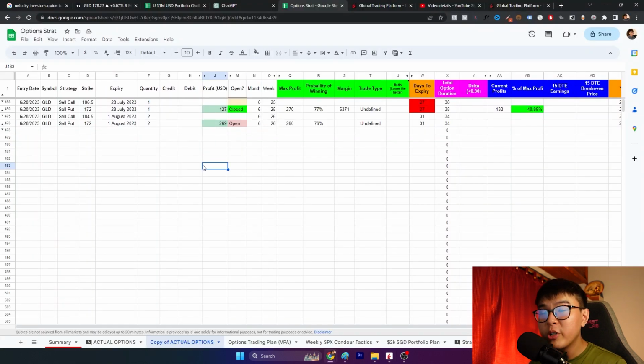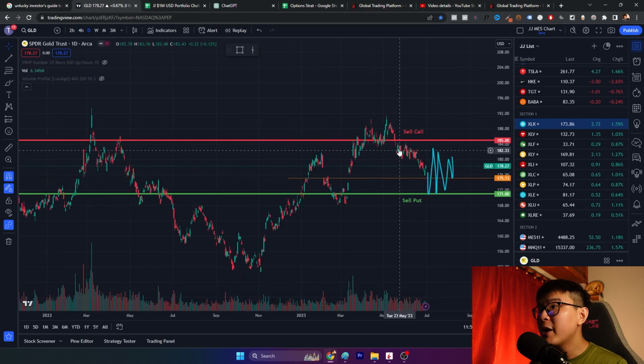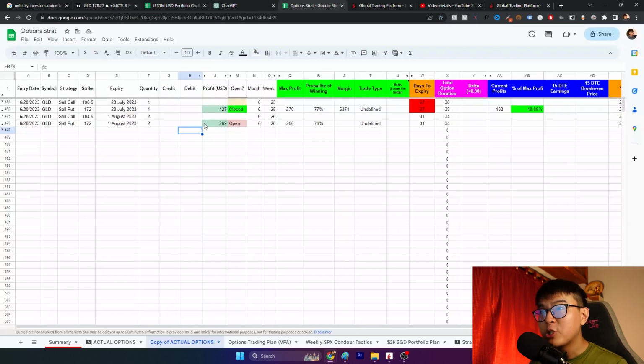Most of the time, I won't let my short strangles expire worthless because it's just too dangerous. I'll usually exit the trade when I'm at a 50% profit. Let's go back to this trade I made. I entered this short strangle on the 20th of June and I exited it on the 30th of June. So within a period of 10 days, I earned about $127. Initially, I collected, if I'm not wrong, about $240, but because my trade was already 50% profitable, there was not much movement within gold itself. The short strangle then became profitable for me and I therefore closed it.